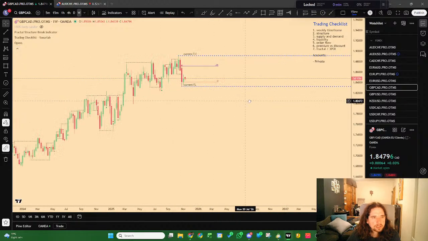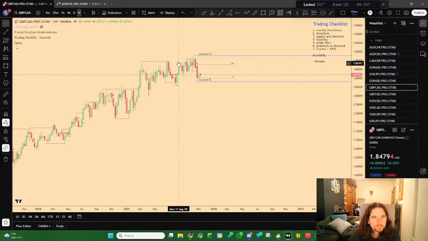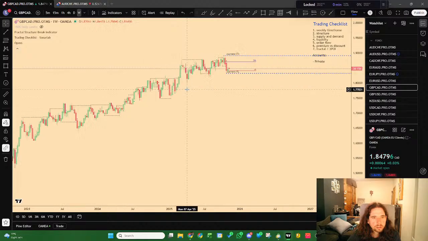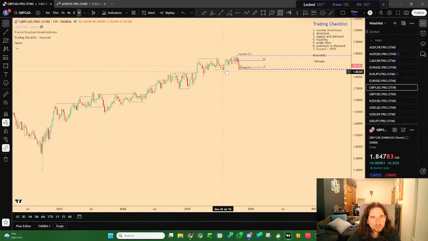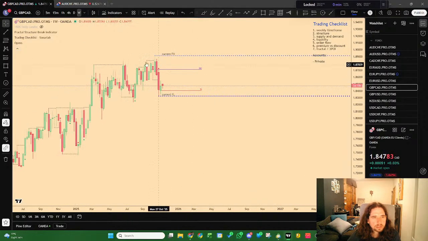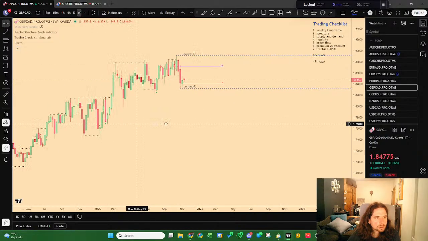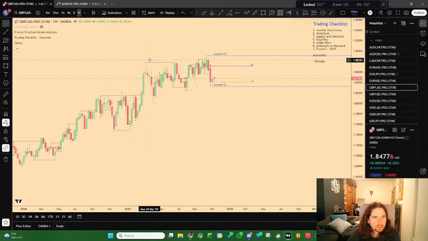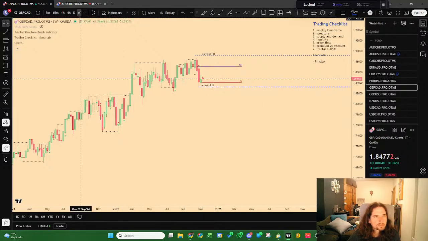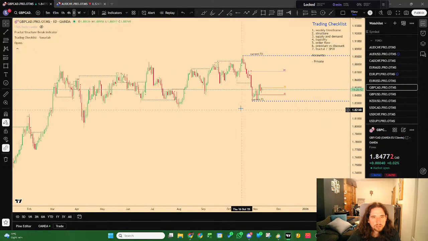GBP CAD, we're slowing down. We didn't even break that structure. So we broke that one, new high. We actually haven't been able to break that there. So yeah, we're sort of in between that range there. But we are slowing down.